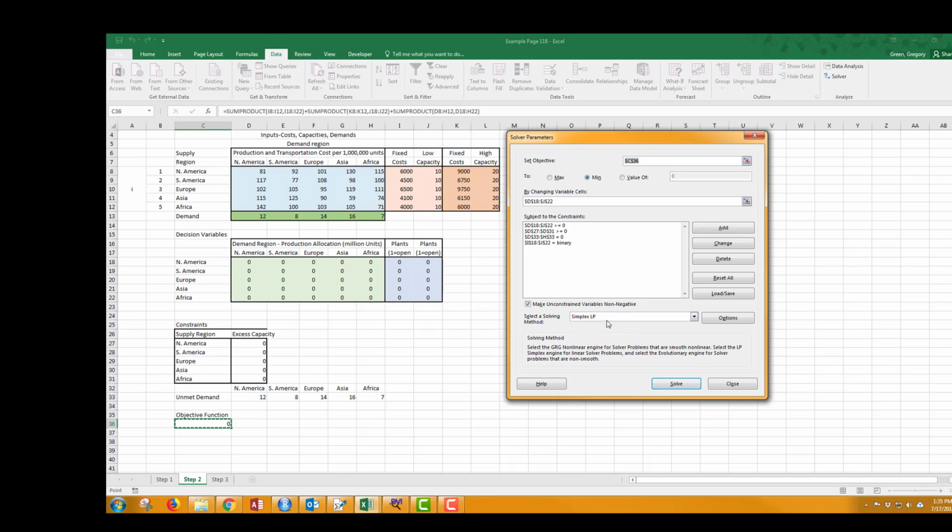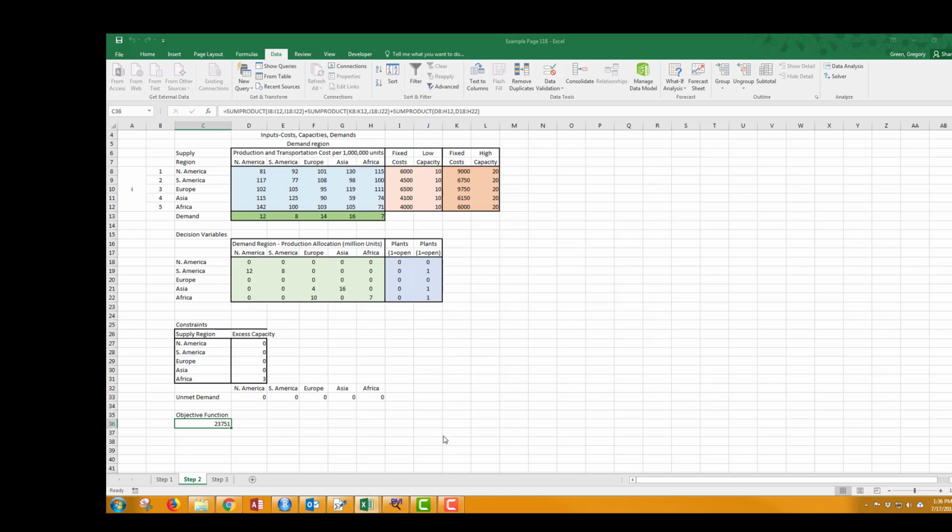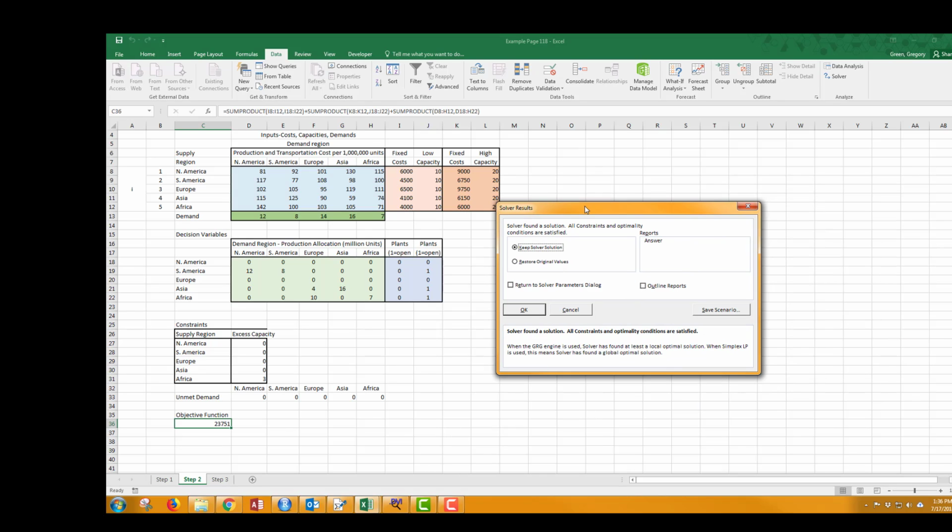I should be able to now go down here and say select the solving method. It defaults to the GRG nonlinear. We don't want that. We're using this simplex. Simplex is a methodology created way back in the 1950s for solving linear programming problems, which is what the LP stands for. I should now be able to push solve. Excel does some work and it pops out the minimum cost of producing for each of my markets.